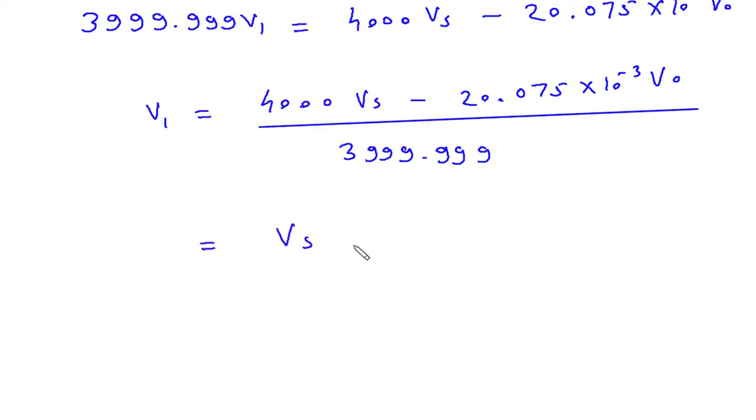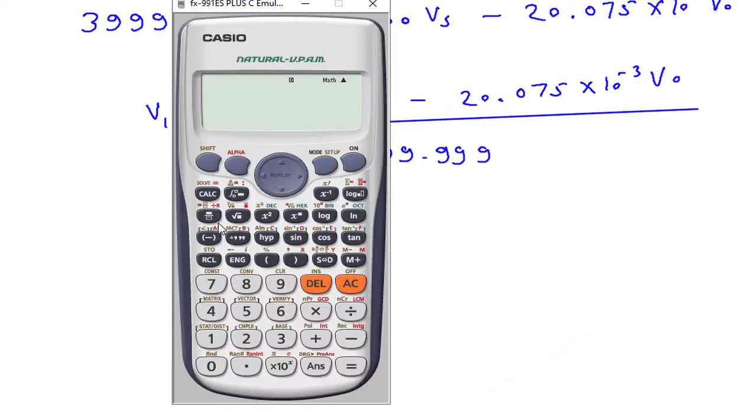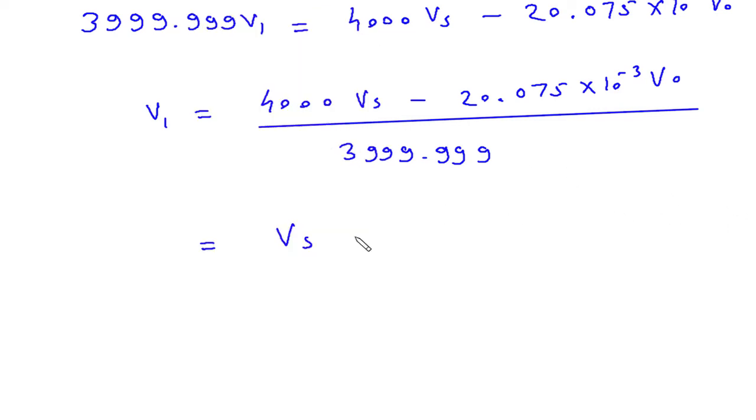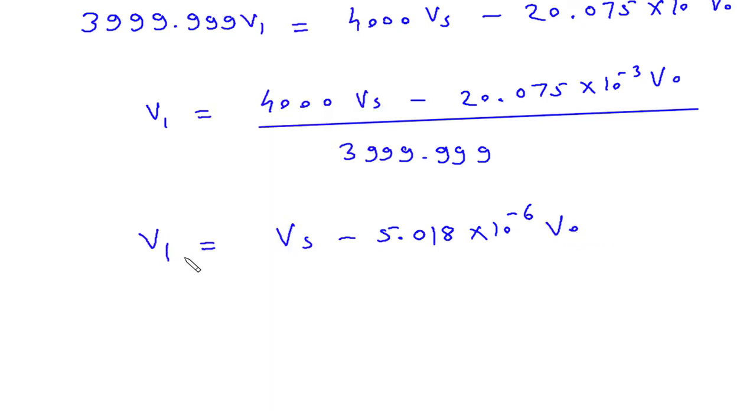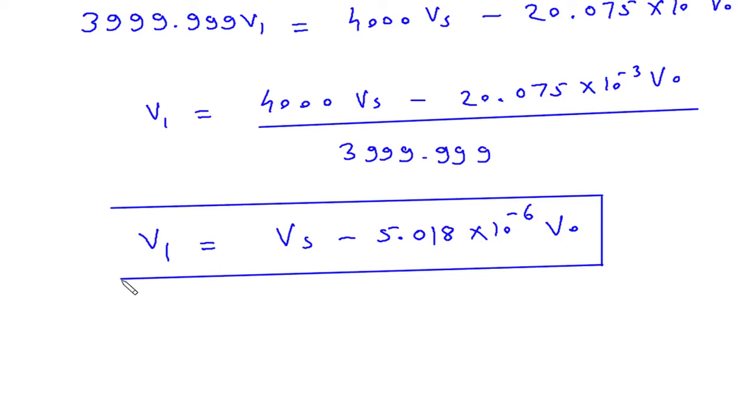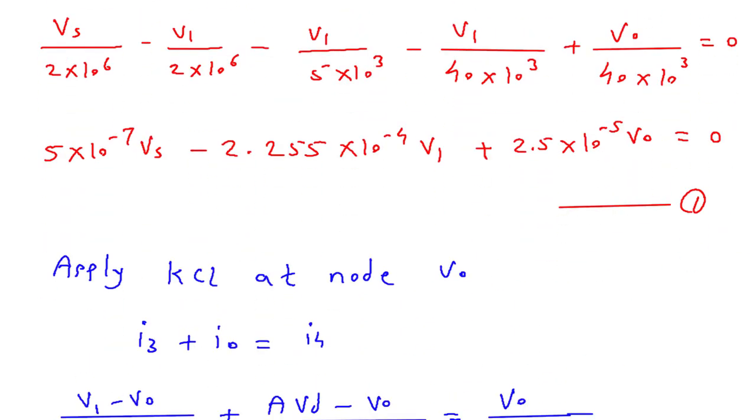So directly we can write VS, and this will be minus 20.075 into 10 to the power minus 3 divided by 3999.999. This will be minus 5.018 into 10 to the power minus 6 VO. This is the value of V1. Now we will substitute the value of V1 in equation number 1.